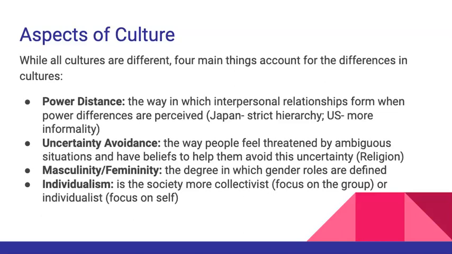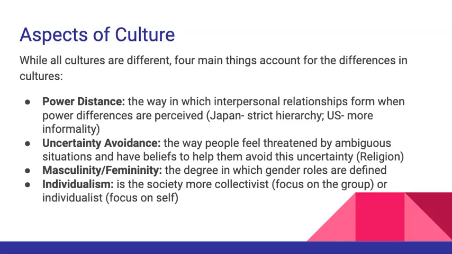Uncertainty avoidance: the way people feel threatened by ambiguous situations and have beliefs to help them avoid this uncertainty. So religion is a huge uncertainty avoidance. Things that we worry about that are out of our control, how to deal with them. Oftentimes for many folks, religion plays a role in that.